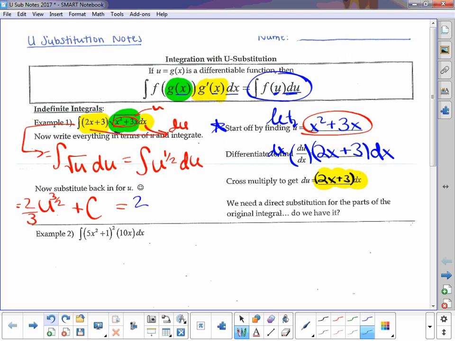So I have 2/3. Instead of u to the 3/2, I'm going to take my u, which was x squared plus 3x. And this is my answer there. Compare it with Travis and SB3's answer.